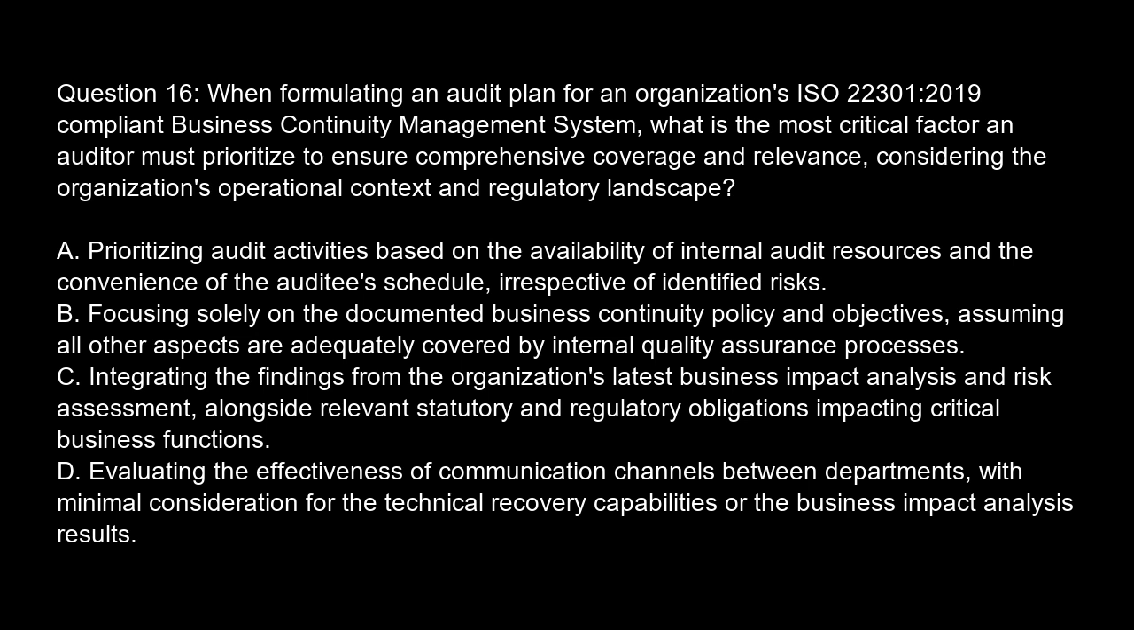Option A. Prioritizing audit activities based on the availability of internal audit resources and the convenience of the audit schedule, irrespective of identified risks. Option B. Focusing solely on the documented business continuity policy and objectives, assuming all other aspects are adequately covered by internal quality assurance processes. Option C. Integrating the findings from the organization's latest business impact analysis and risk assessment, alongside relevant statutory and regulatory obligations impacting critical business functions. Option D. Evaluating the effectiveness of communication channels between departments, with minimal consideration for the technical recovery capabilities or the business impact analysis results.